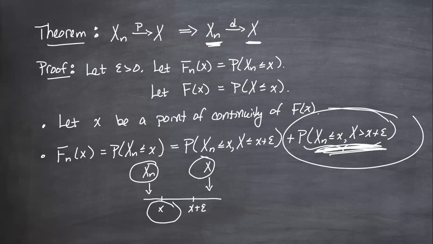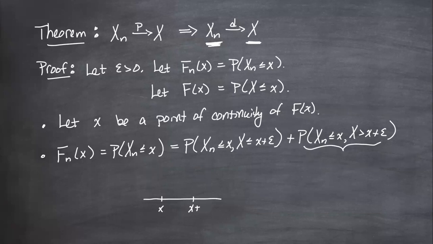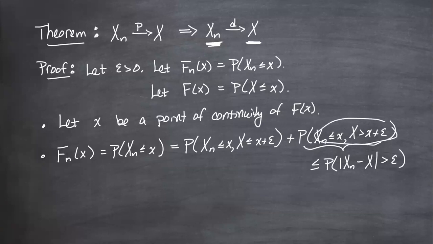So this event right here is contained in the event where X_n and X are more than epsilon apart. In other words, I can write this probability over here as less than or equal to the probability that the absolute value of X_n minus X is greater than epsilon. Again, if this happens, then this happens, but not the other way around. So it's like having an event A contained in an event B, then the probability that A happens is less than or equal to the probability that B happens.